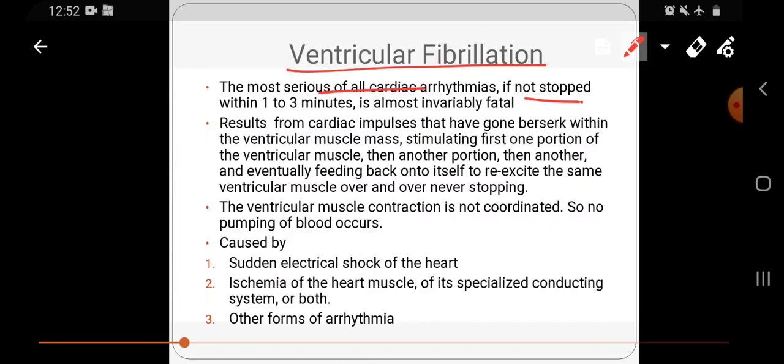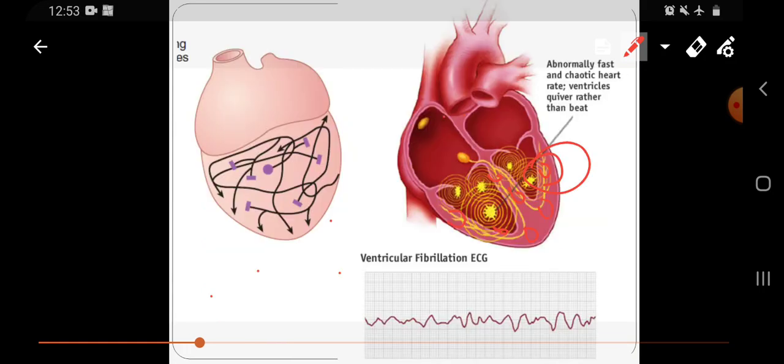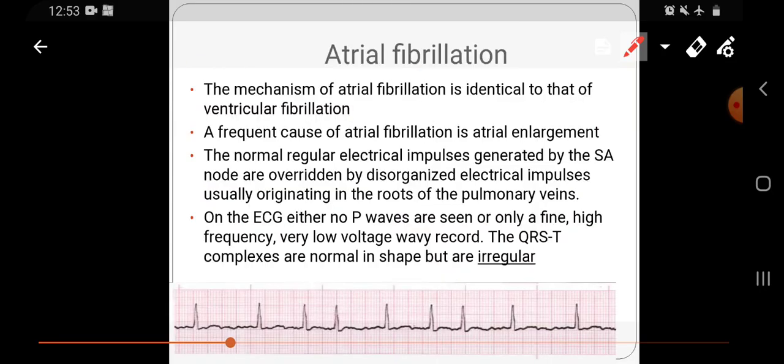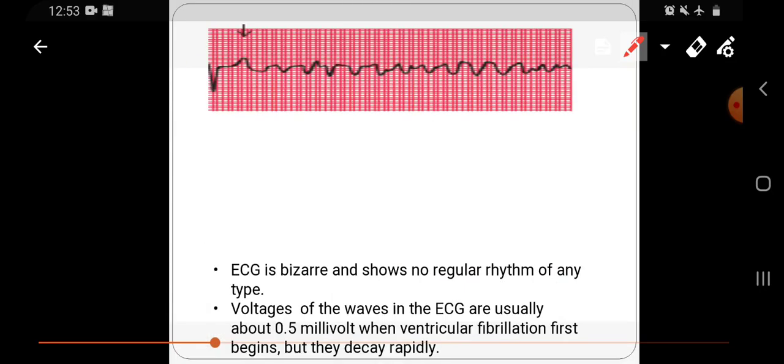هلا what might lead to ventricular fibrillation? It might be due to sudden electrical shock of the heart. It might be due to ischemia of the heart muscle or ischemia of the conducting system. Or it might be a result from other forms of arrhythmias. في عنا مثلا زي supraventricular tachycardia, it might after a while lead to ventricular fibrillation. Okay? هلا, what do we see on the ECG when we have ventricular fibrillation?